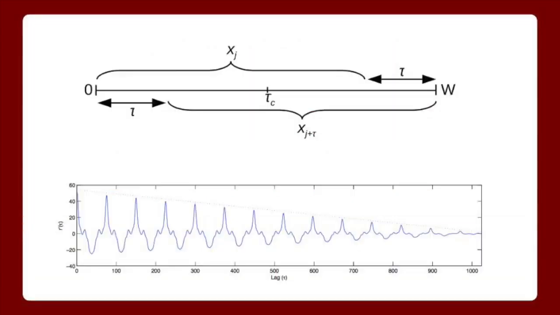Once we have selected a segment, let's consider its window size to be W. We are going to compare xj, that is, one part of the window, to a slightly delayed xj plus t. Let's call this delay tau. As you can see, we have tau c, which is an effective center that moves with tau. As the comparison takes place, we get an autocorrelation like so. Let's see how we got there.